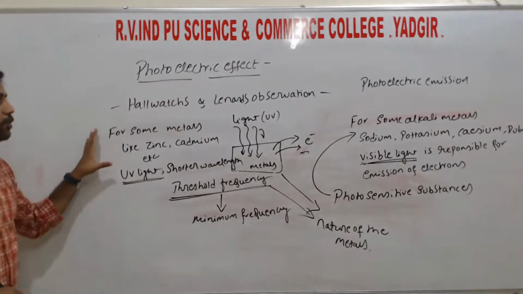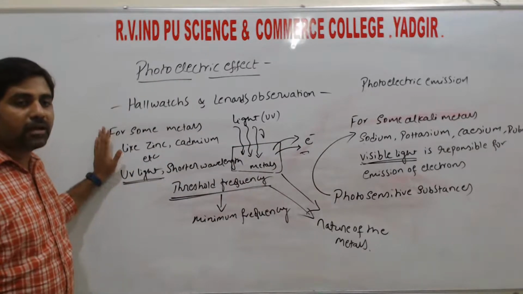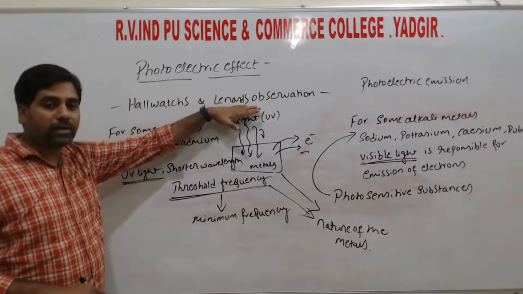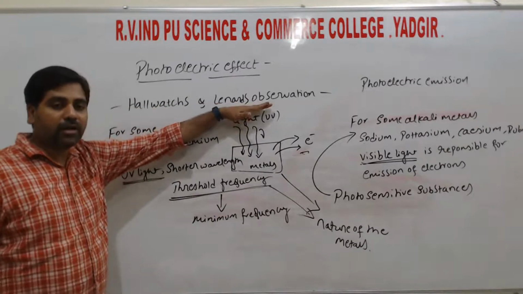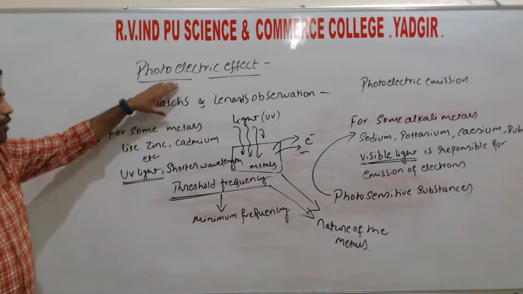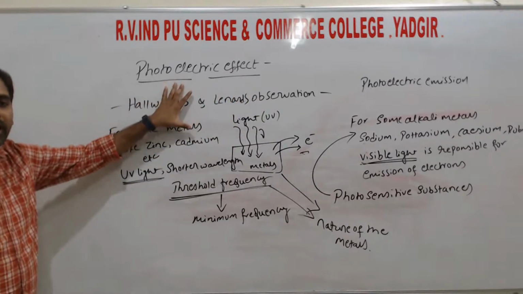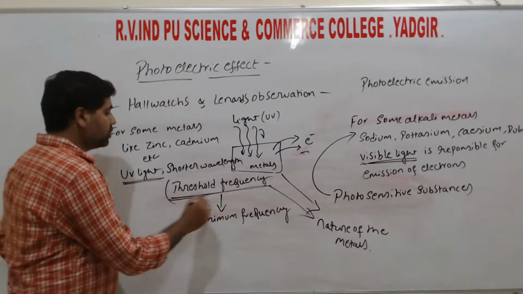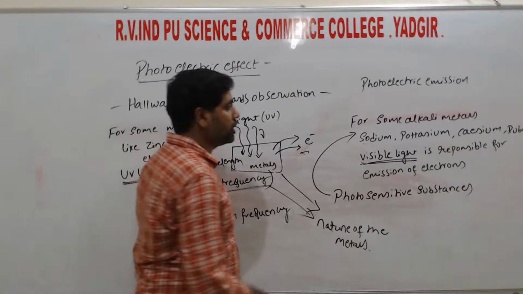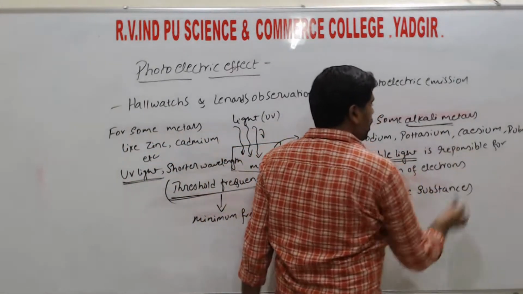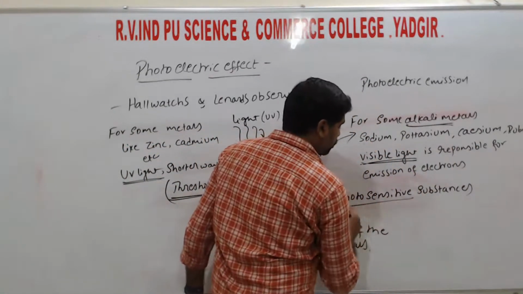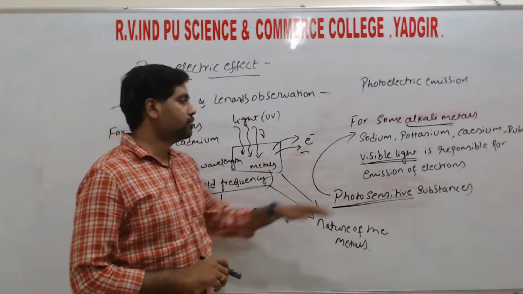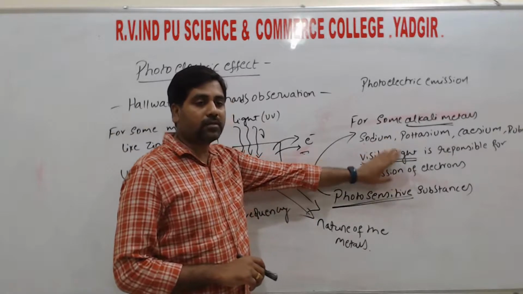So these are the experimental observations made by Heinrich Hertz, Hallwachs and Lenard. They set up three different experimental setups and found the emission of photoelectrons, that is, photoelectric emission. So the main points are the threshold frequency, and also the alkali metals. Alkali metals are also called photosensitive substances because for visible light they emit the electrons from the metal surface.